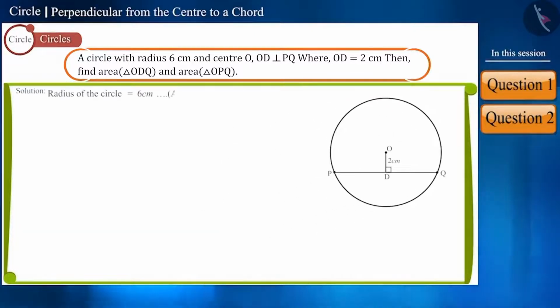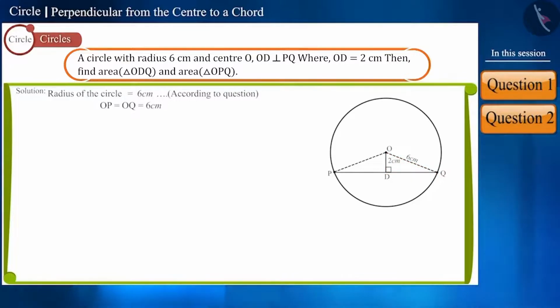Friends, the radius of the circle is given to be 6 cm, and we know that joining any line segment from the center of the circle to any point on the circle gives the radius of the circle. So, OP and OQ are the radii of the circle. Therefore, the length of OP and OQ will be 6 cm. We have to find the area of triangle ODQ here.